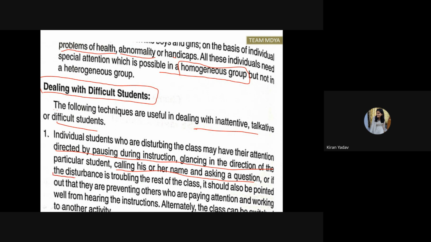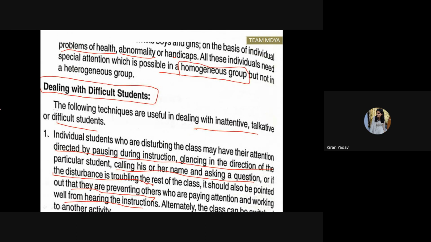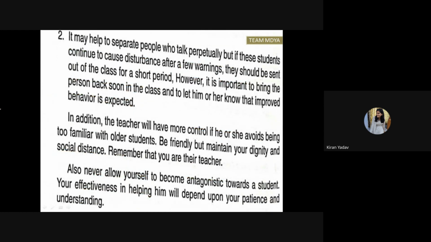And if the disturbance is troubling the rest of the class, it should also be pointed out. You should tell the student that they are disturbing the class, that they are preventing others who are paying attention and working well from hearing the instruction. Alternatively, the class can be switched to another activity. If you feel that the students are not interested in the topic you are teaching right now, you can switch to some other activity.